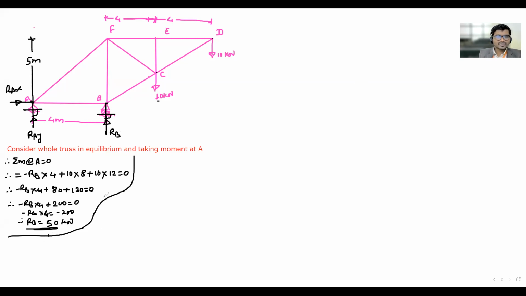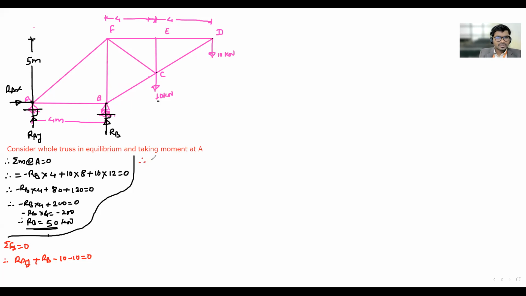Summation Fy is equal to 0. Consider a summation of forces along the y-axis equal to 0. Therefore, RAY plus, as per our assumption, plus RAY. What about the RB? Plus. What about those two 10, 10? Minus. Both will be minus.